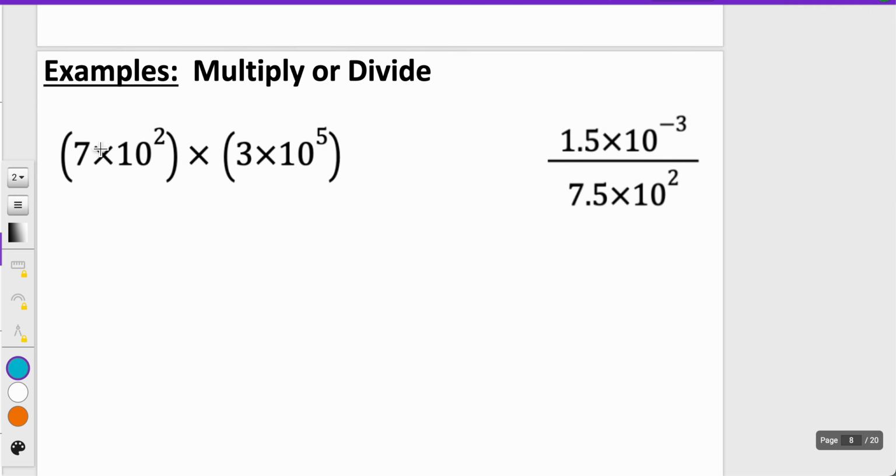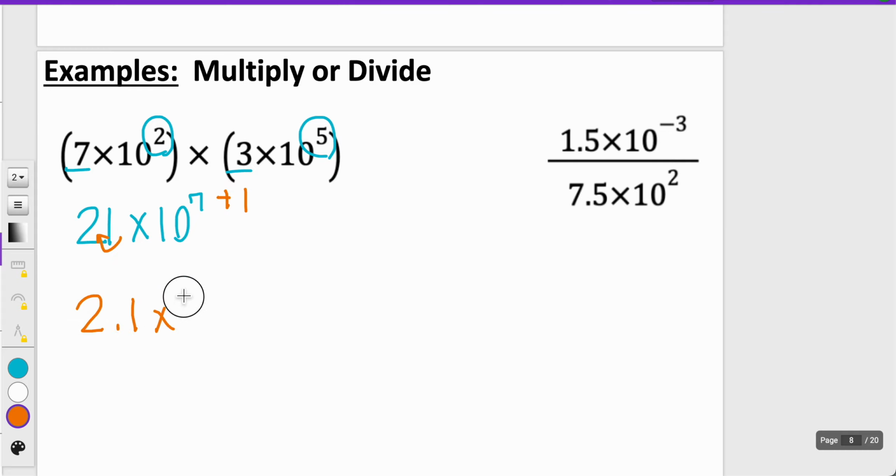Let's go ahead and try these two. Again, I'm going to multiply 7 times 3, which is 21, times 10. Add your exponents to the 7th power. I need to make 21 be a 2.1, so that's moving it to the left, and left means to add. So 2.1 times 10 to the 8th would be my answer for this one.